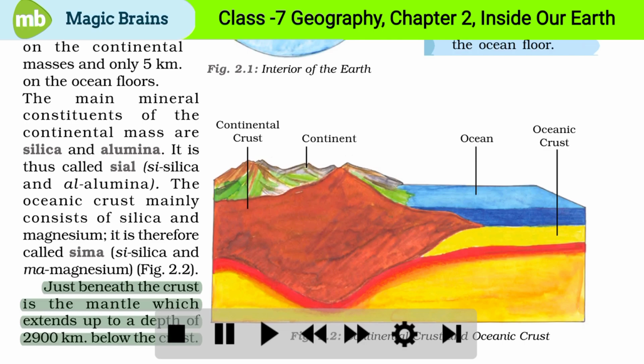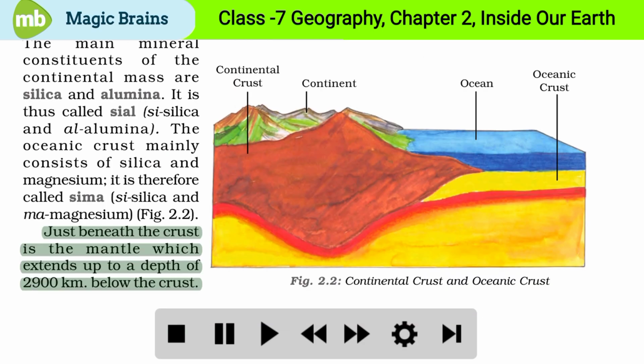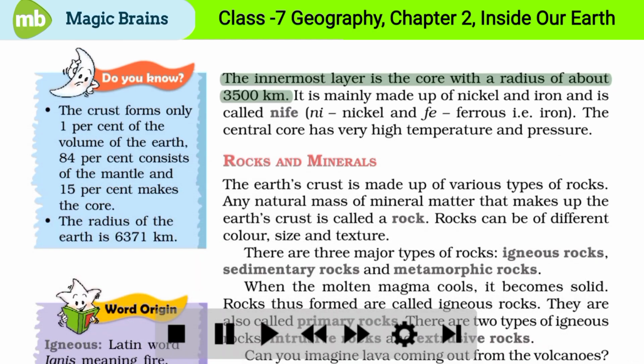Just beneath the crust is the mantle, which extends up to a depth of 2,900 kilometers below the crust. The innermost layer is the core with a radius of about 3,500 kilometers. It is mainly made up of nickel and iron and is called Nife, Ni for nickel and Fe for ferrous, that is iron. The central core has very high temperature and pressure.